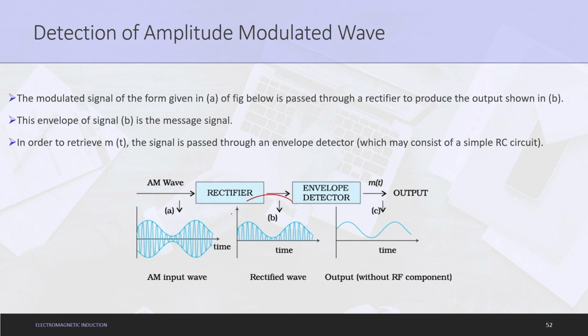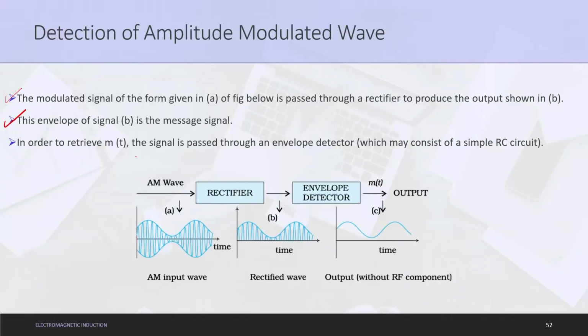After the rectifier, the output which we get is this, also known as the rectified wave. The envelope of signal B is the message signal. This is the envelope, which has the message signal intact in it. Now, in order to retrieve m of t, the message signal, the signal is passed through an envelope detector. The envelope detector will detect the envelope, remove it, and finally the output we get is the message signal.